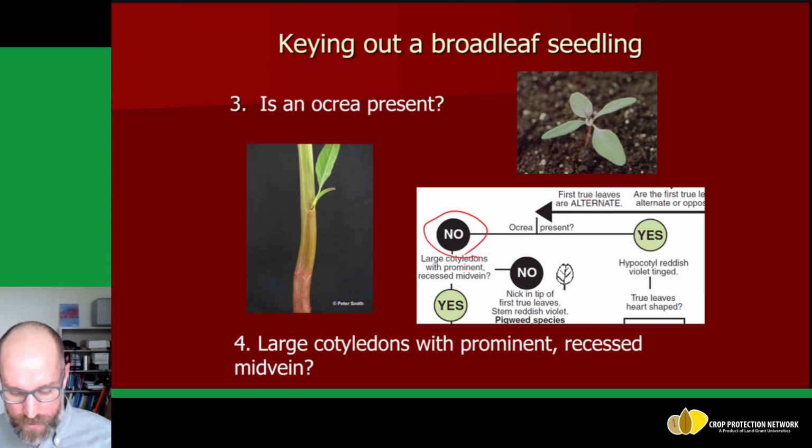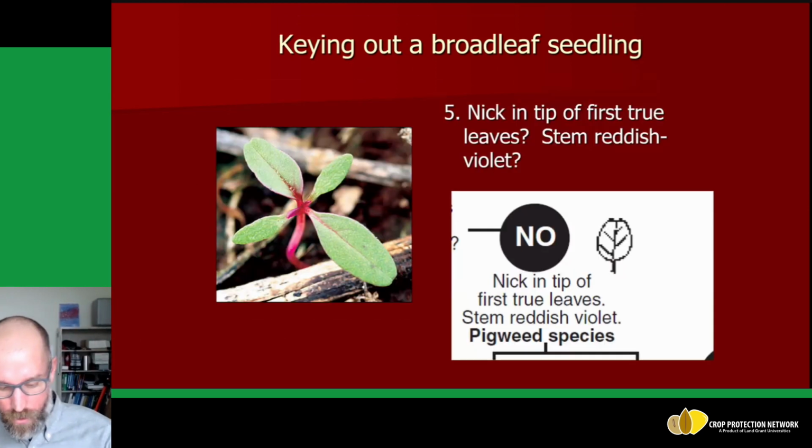And so now the key is going to say, all right, does this plant have large cotyledons with prominent recessed midvein? And in this case, if you're able to see that picture really up close, you'd say no, it doesn't have a really large cotyledon. And so it's going to take us over to this next question. Is there a nick in the tip of the first true leaf, and are the stems reddish violet? And so if we look at the tip of this leaf, you see just a little indent on the end of that leaf. And so now this has led us all the way down to, it looks like this is a pigweed species.